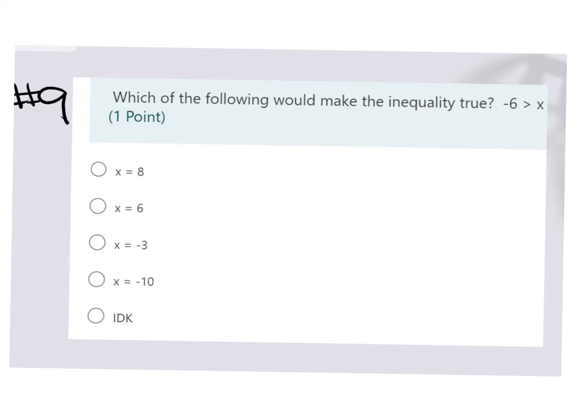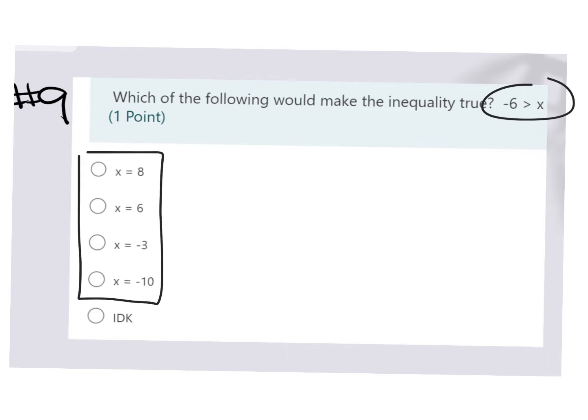All right, this one we are going to try to figure out which of the following would make the inequality true. So they said that -6 is greater than x. So we are going to plug in the x's they have given us to see which one is true.